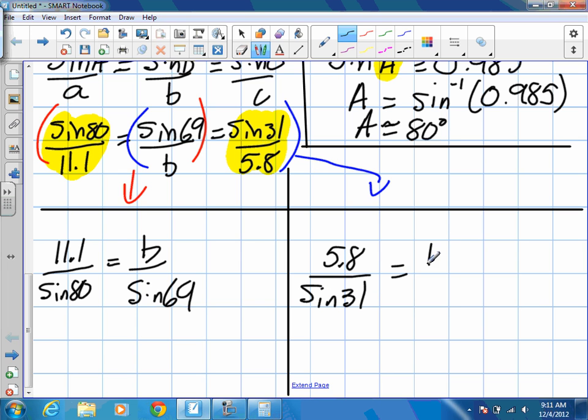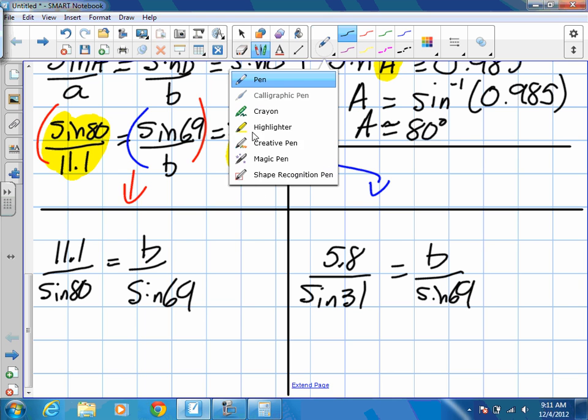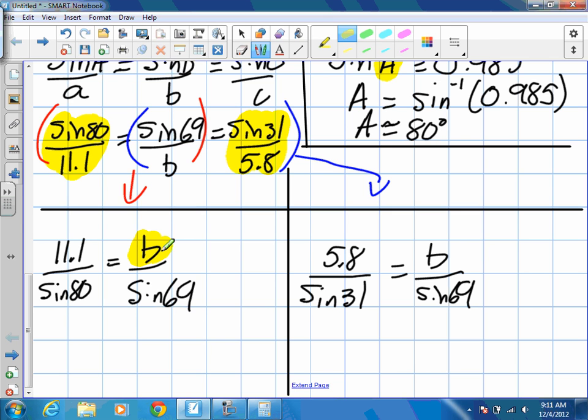Okay? In both instances, we're solving for B, and that's pretty easy for us, because all we need to do is move what it's divided by to the other side. So in this case, I need to move sine 69 over here and multiply. And same thing over here, sine 69, and I just need to multiply by. So it will now read sine 69 times 11.1, everything divided by sine 80.